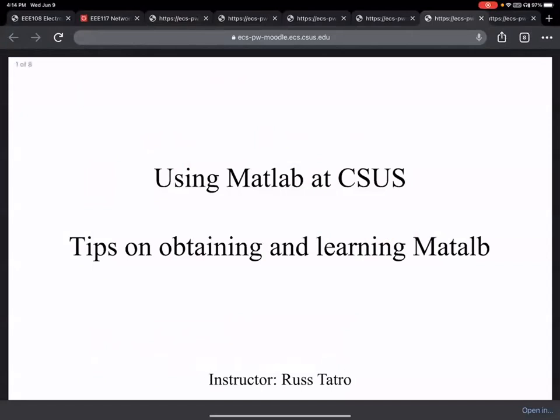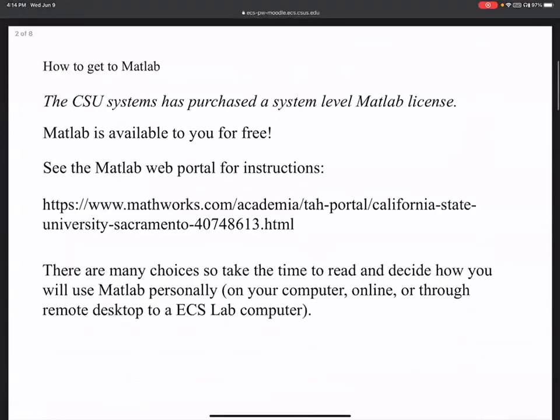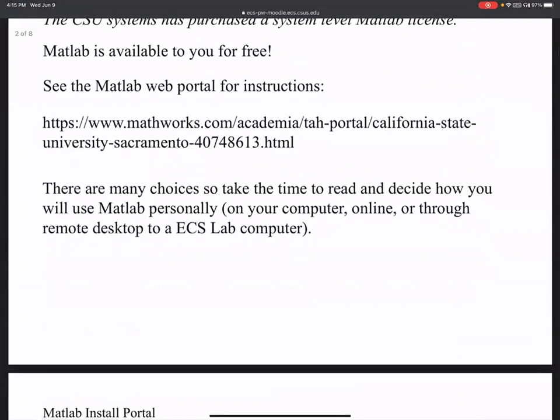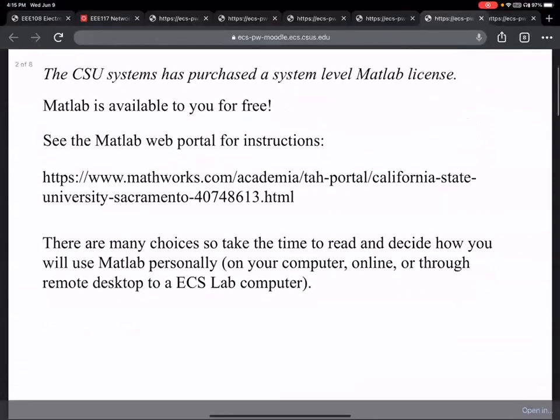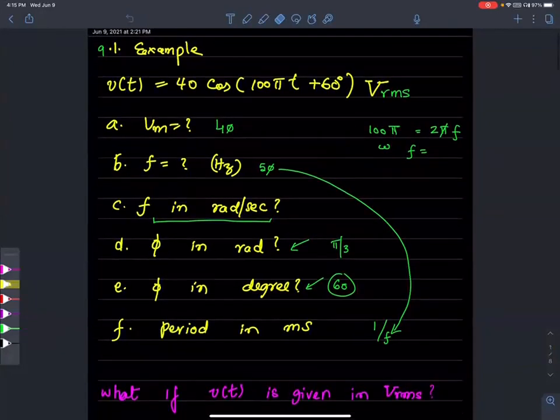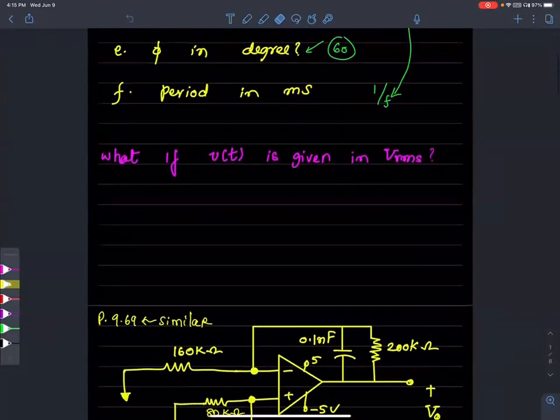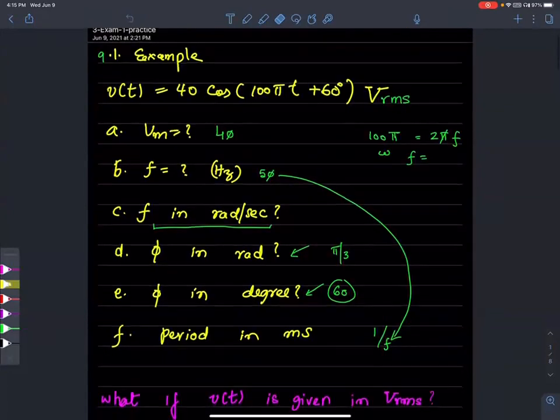Somebody wanted me to go back to MATLAB slides? No, Professor. Can we go to the first problem that we did? This one? No, the VRMS one. The VRMS one. Yeah, which one? This is the VRMS one, right? Yeah. So if it changed to VRMS, how would the values change here?